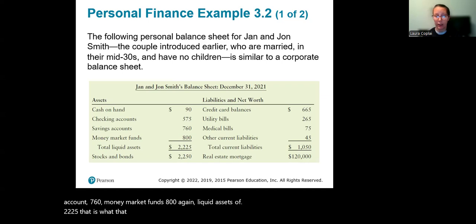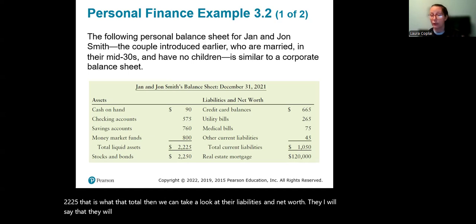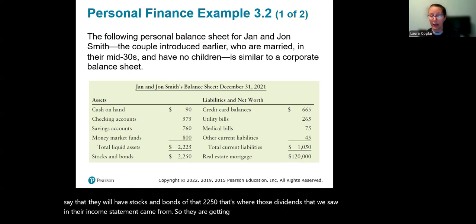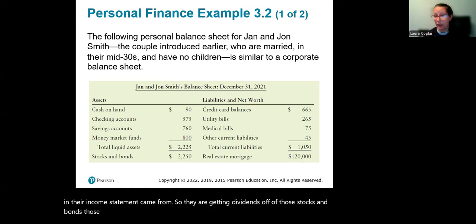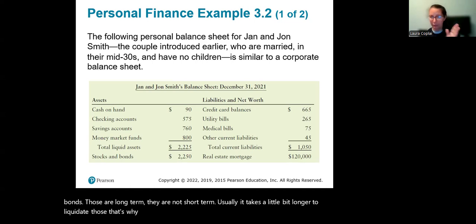Then we can take a look at their liabilities and net worth. I will say that they will have stocks and bonds of that 2,250. That's where those dividends that we saw in their income statement came from. So they are getting dividends off of those stocks and bonds. Those are long-term. They are not short-term. Usually it takes a little bit longer to liquidate those. That's why they're listed separately.